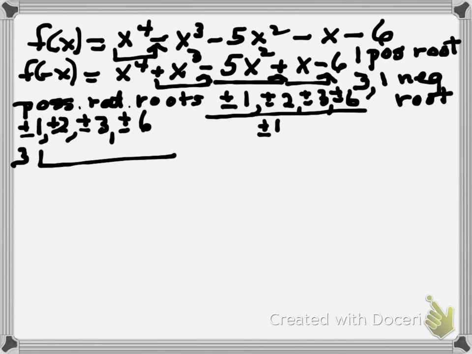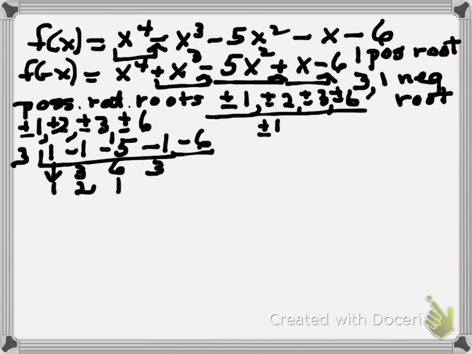So I have 3, and I'm using 1, negative 1, negative 5, negative 1, and negative 6 as the coefficients. Bring down the 1. 1 times 3 is 3. 3 and negative 1 is 2. 2 times 3 is 6. 6 and negative 5 is 1. 1 times 3 is 3. Negative 1 and 3 is 2. And 3 times 2 is 6. And we do get a remainder of 0. Therefore, I know 3 is a positive root.